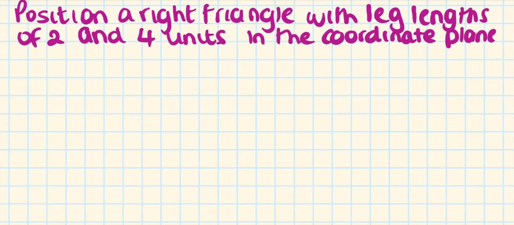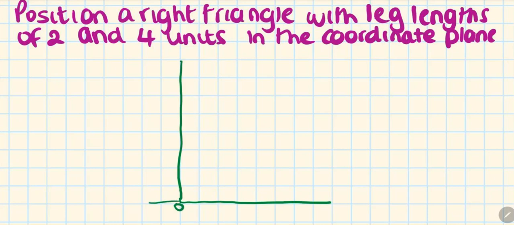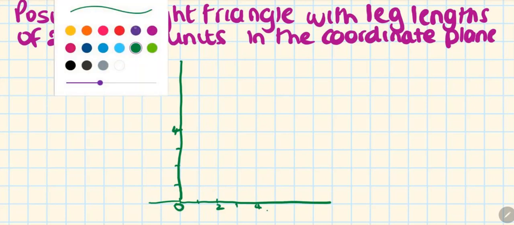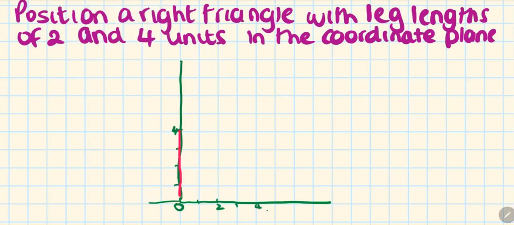Okay, so this time position a right triangle with leg lengths of 2 and 4 units in the coordinate plane. I'm going to look at using quadrant 1 where it's positive. So this is at 0, and 1, 2, 3, 4, and across 1, 2, 3, 4 there. What I can do is draw my triangle against the vertex, so it's easier for me to use for the coordinates. So this is going to be at 0, 0. This point here is at 2, 0, and this point here is at 0, 4.